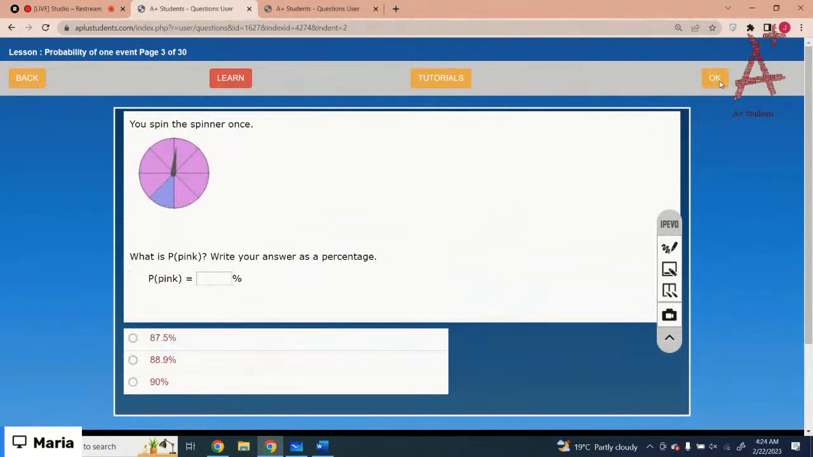Okay, you spin the spinner once. What is the probability of pink? Write your answer as a percentage.